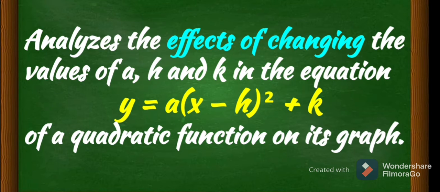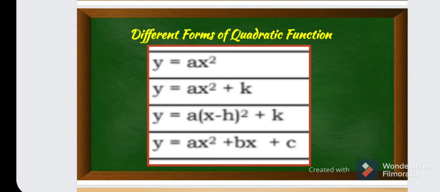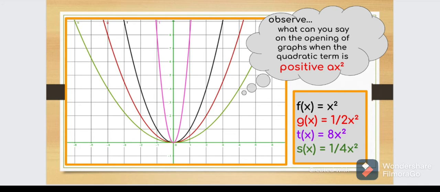So there are different forms of the quadratic function. We have y is equal to ax squared. Another is y equals ax squared plus k. Next is y is equal to a quantity x minus h squared plus k, or the standard form of the quadratic function, which is y equals ax squared plus bx plus c. Now let's have the first example.